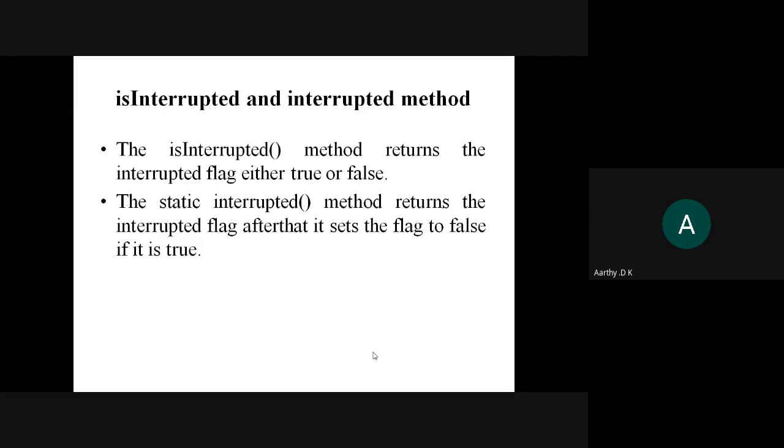To find whether your interrupted flag is set to true or false, you can use the method isInterrupted. The isInterrupted method will return whatever the flag is set to. If the flag is set to true, it will return true. If it is set to false, it will return false. The second method, interrupted, will also return the interrupted flag, whether it is true or false. After it returns true or false, it will set the interrupted flag to false if it was true earlier.